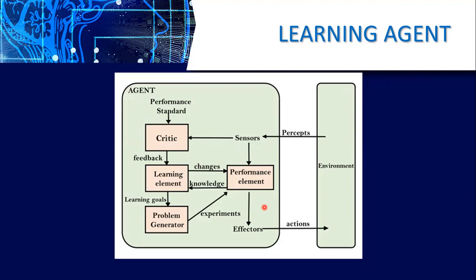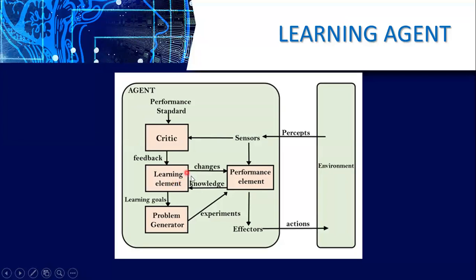In the agent environment, you have the performance standard, critic, learning element, and problem generator. These are the four components. Here you have a task environment, and in between, you have a sensor and an effector. Based upon what it perceives through the sensor, first it will check with the critic. The critic is like feedback, and it may be positive or negative. So it will check against the performance standard, and then based upon the feedback, the agent will learn.